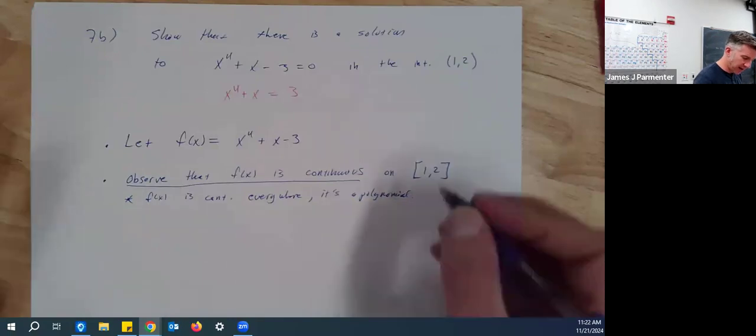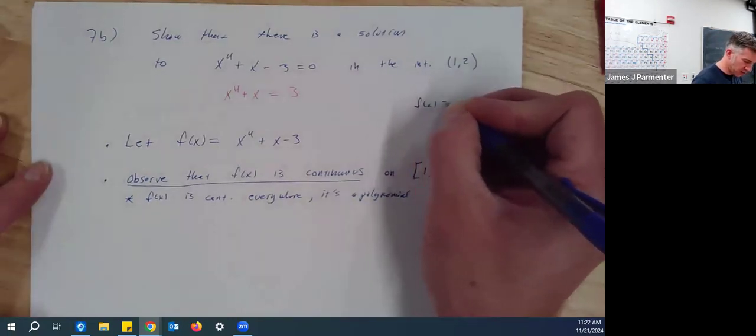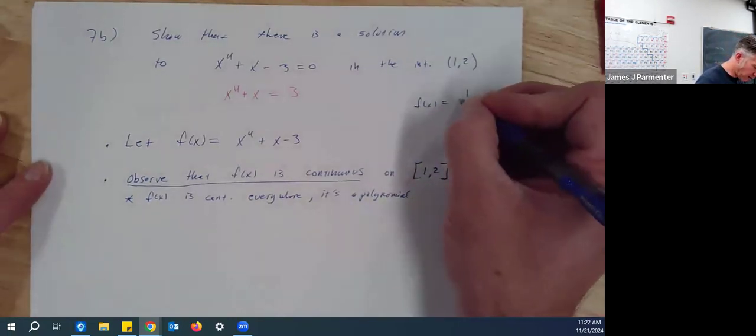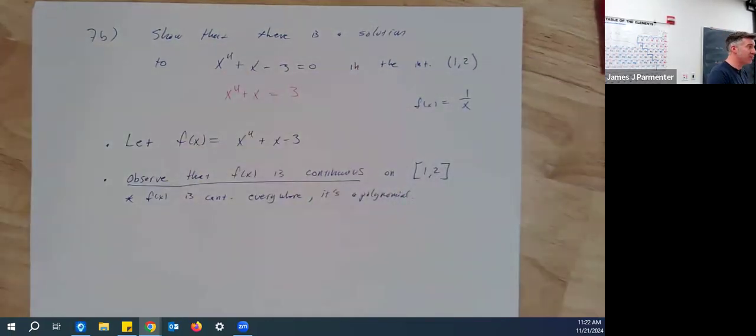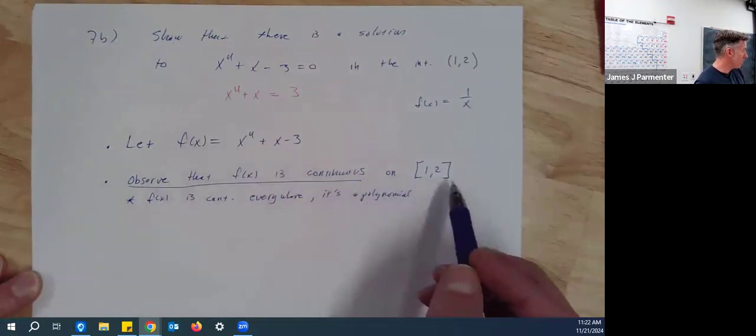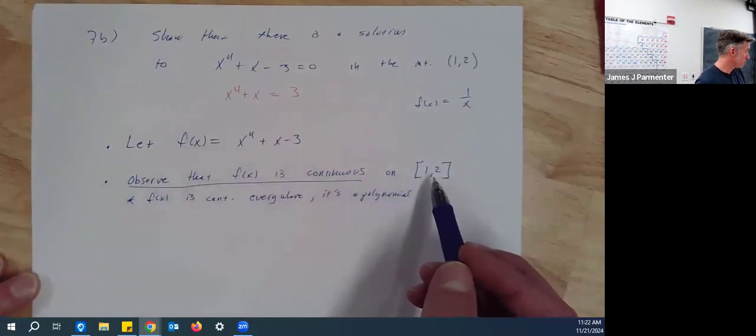Or if your function was something like f of x equal to 1 over x, then it would be a good idea to just say it's continuous on the interval you're interested in, because 1 over x is not continuous for all reals. It's definitely not continuous at 0. So that's when you would be a little bit more cagey and say, okay, f of x is continuous on the closed interval that we know we have to deal with here. Great.